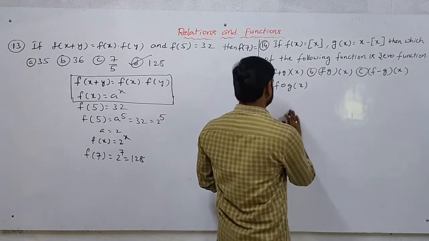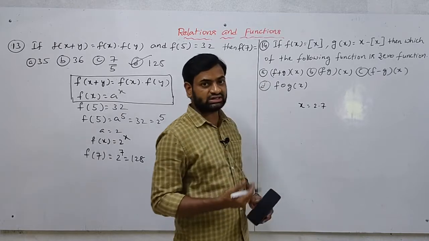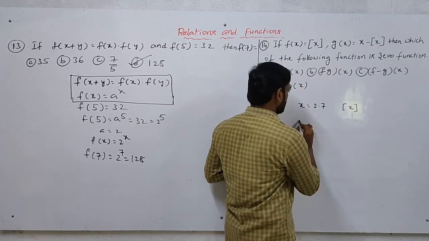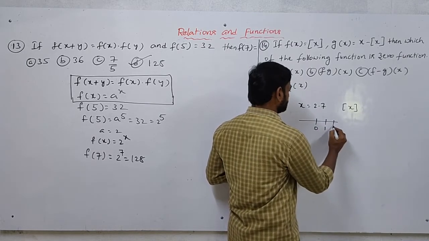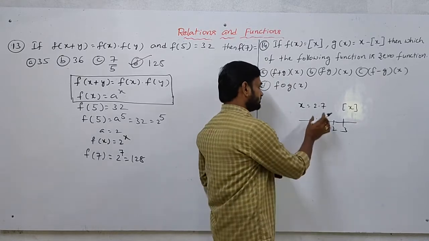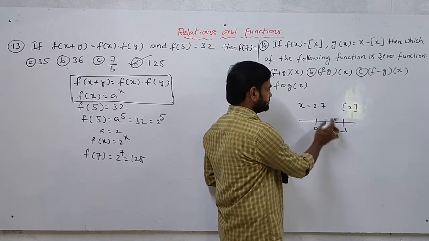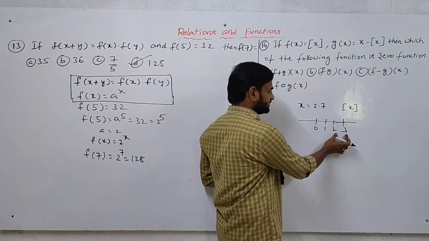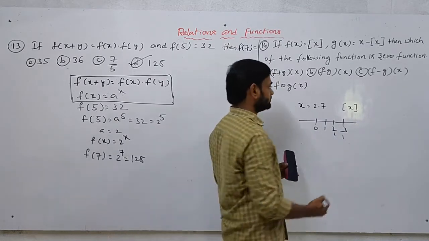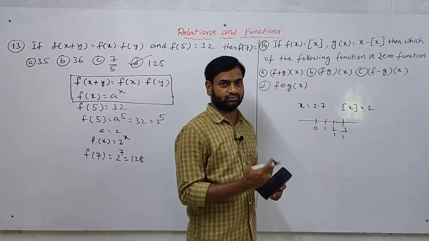See here. Suppose the x value is 2.7. What is the step x value? Taking the number line 0, 1, 2, this 2.7 is between 2 and 3. So in 2 and 3, what is the least value? 2. That is the step x value. Always the step x value is the least value.